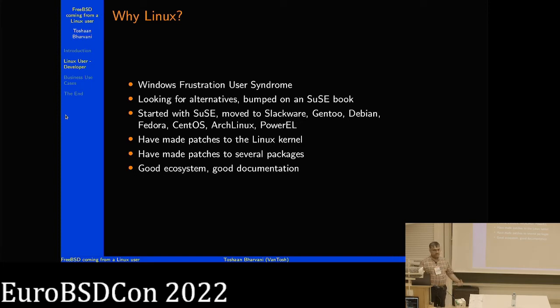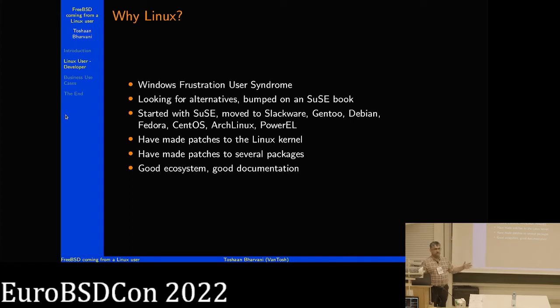So why did I do Linux? I got frustrated with Windows, so I started looking at alternatives. The first book I found in the bookstore was SUSE, so I bought that one, read that one, and then I moved to a whole bunch of Linux distributions. I think I've done most of them for a while. Like I said, I've done several patches, and I've helped maintain several packages. It's a fairly good ecosystem, so I can't complain about that. There's good documentation. But I have done multiple of these distributions. Most users don't have that.